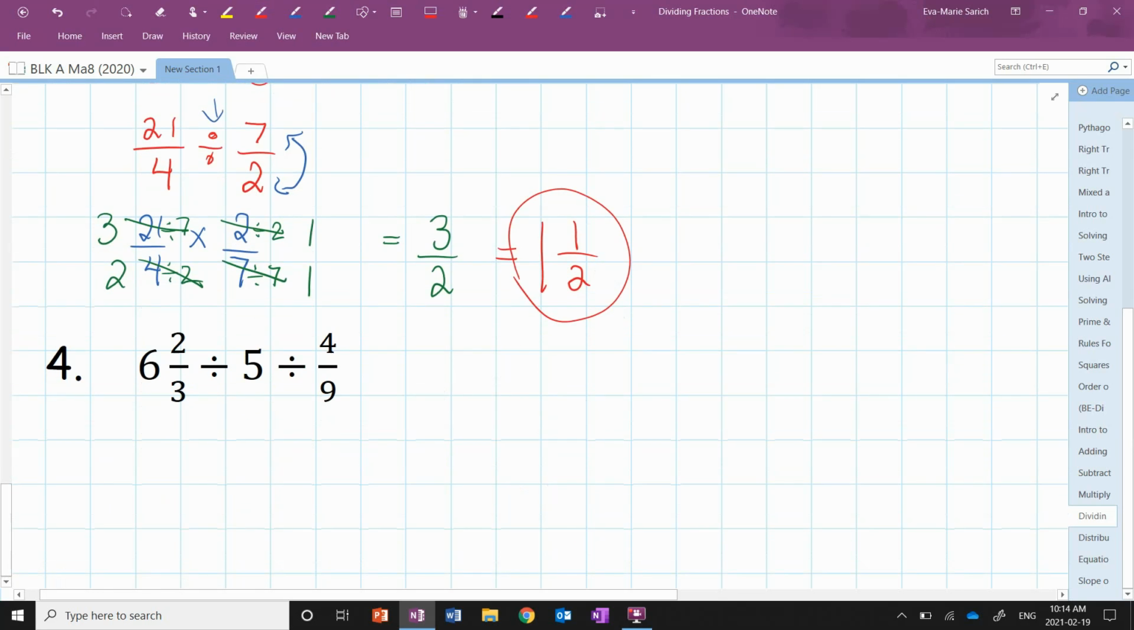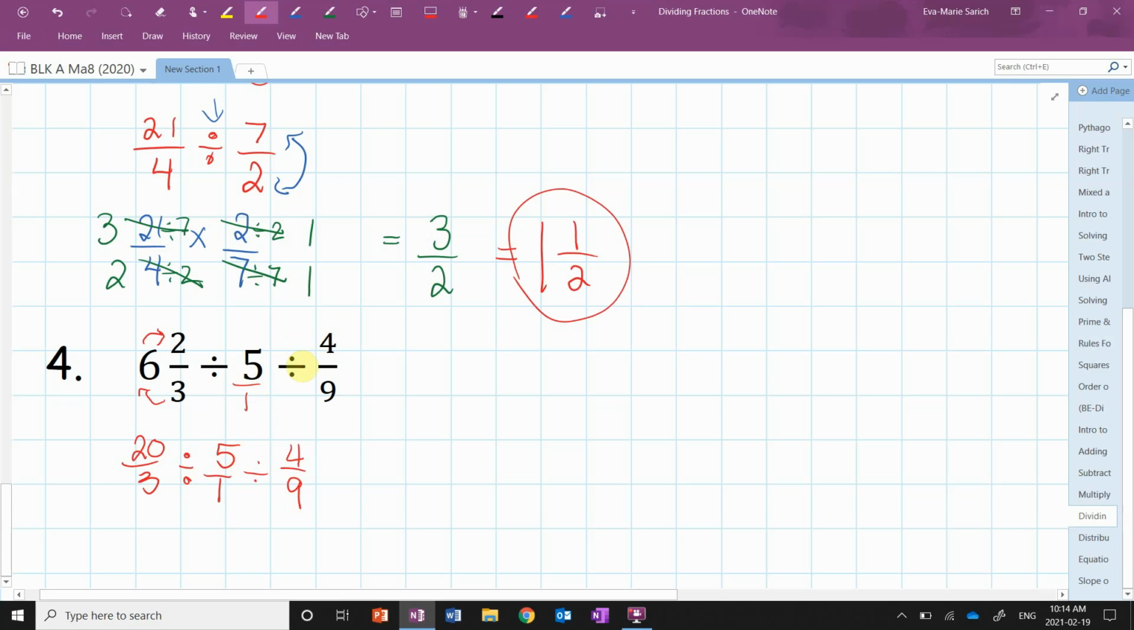Now, again, we could have more than one divide in a question. Okay, so on a question like this, we need to get rid of whole numbers first. So 6 times 3 is 18, plus 2 is 20/3. 5 is a whole number. We need to turn it into a fraction by putting it over 1. So that now becomes 5/1. That's still a divide. All we're doing is getting rid of the whole numbers.